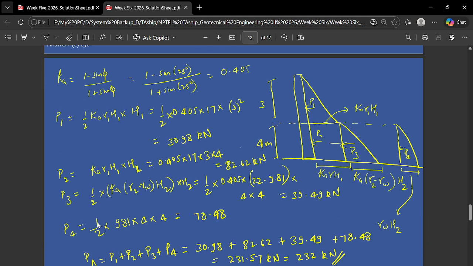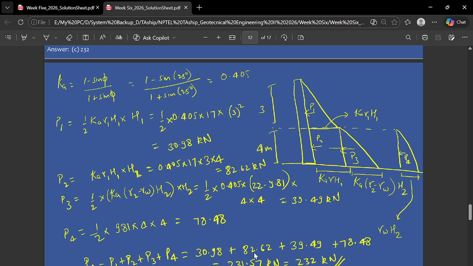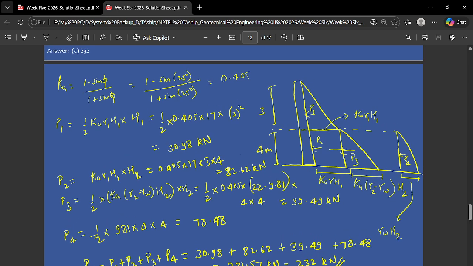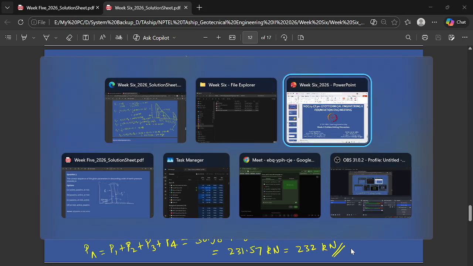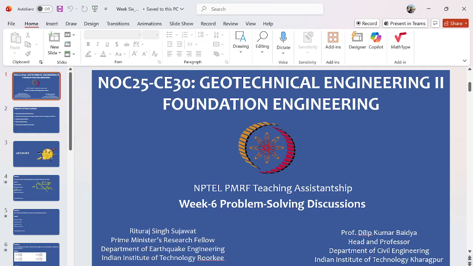So you will solve this. PA is P1 plus P2 plus P3 plus P4, and that will give you the correct answer, which is none other than 231.57 kilonewton, which is closer to 232 kilonewton. So that is the correct answer. I think you got this. Let's move to the next question.